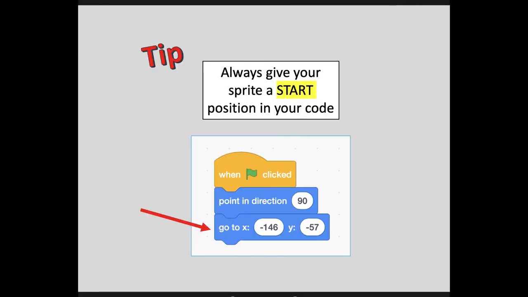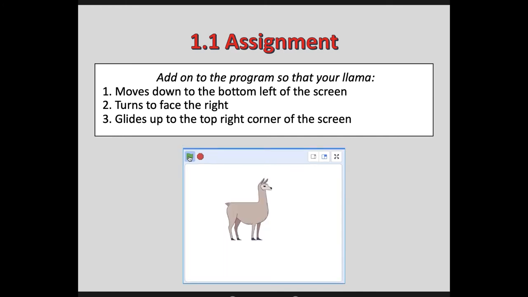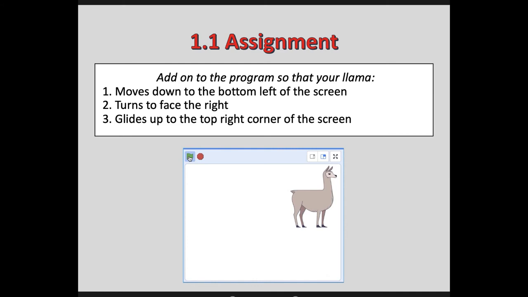It's really important, as I think we discovered through this activity, to always give your sprite a start position in your code. You can't have him move somewhere unless he knows where to start. Now I have a little challenge for you. I want you to add on to the program so that your llama moves down to the bottom left of the screen, turns to face the right, then glides up to the top right corner of the screen. I'll play it for you one more time.